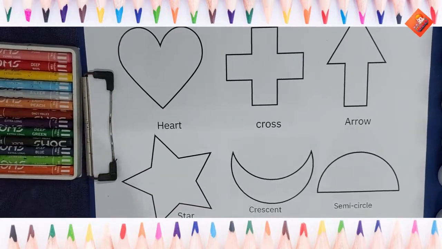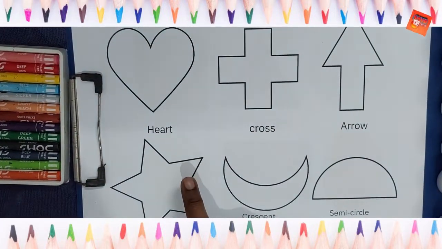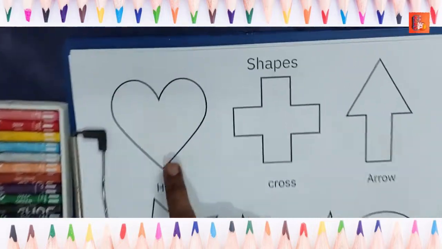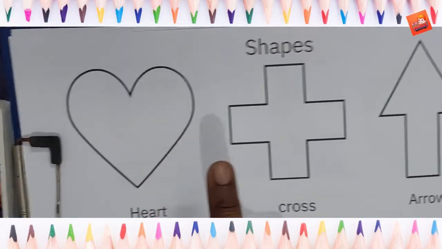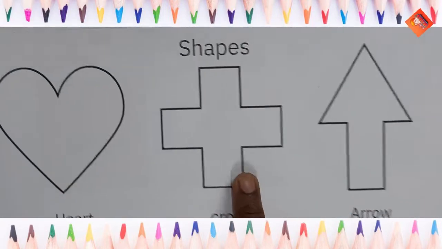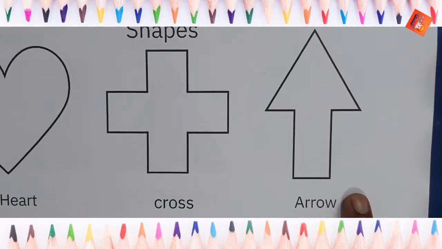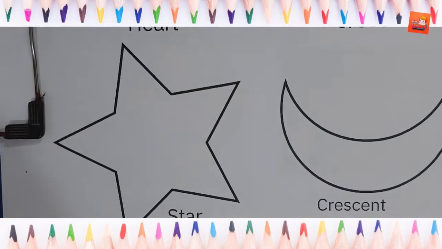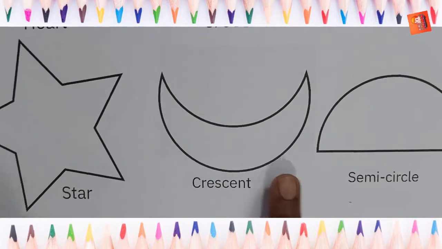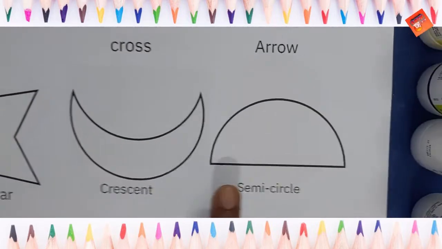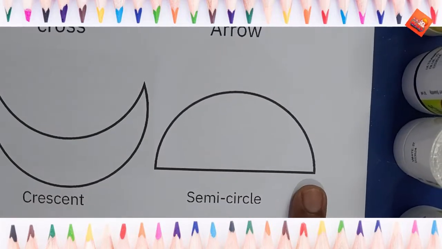Today we are going to see different shapes along with their colors. First, the different shapes are heart. Next is cross. Next is arrow. Next is star. Next one is crescent.